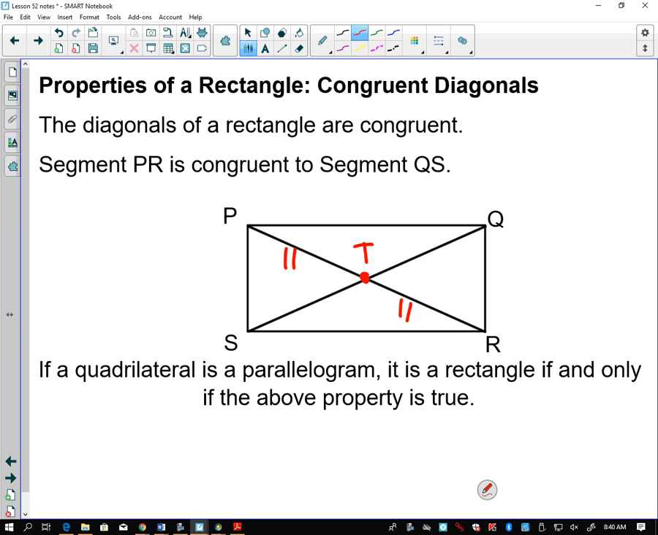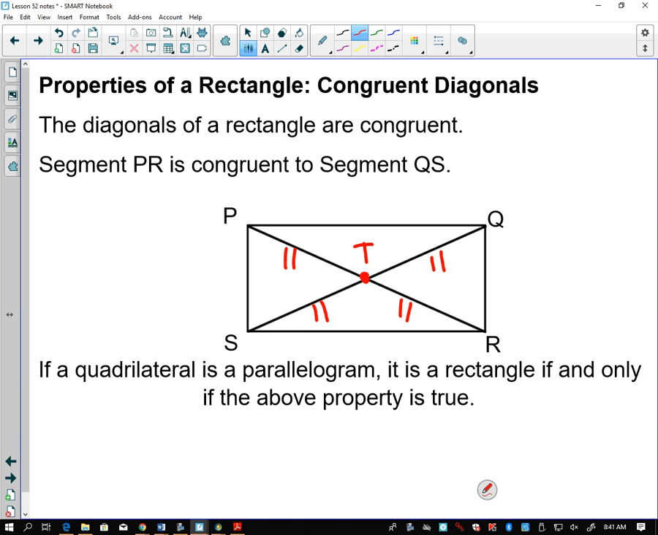Okay. So if a quadrilateral is a parallelogram, it is a rectangle if and only if the above property is true. So if they're not showing me that, hey, this is a parallelogram with 4 right angles, right, that would prove that it was a rectangle. They only show me that, hey, this is a quadrilateral and it's a parallelogram, but they haven't shown me anything about its angles. I only know that it's a rectangle based upon its diagonals if this happens to be true up here, right? So if they showed me that, I would know based upon that now I can say that this is a rectangle.